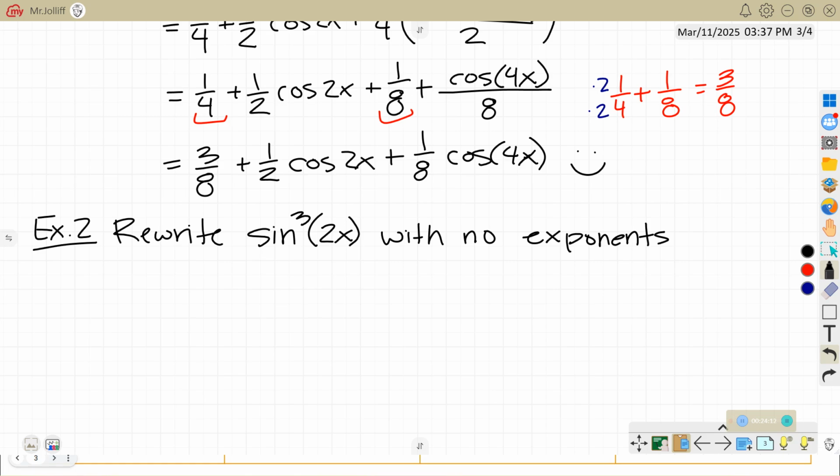Okay, next example. Similar idea. Says rewrite sine cubed of 2x with no exponents. Same process. The idea is the same. Our power reduction formulas can only take a squared down to a single, meaning anything I'm trying to reduce needs to have squareds in it. So I need to rewrite that as something with squareds in it.